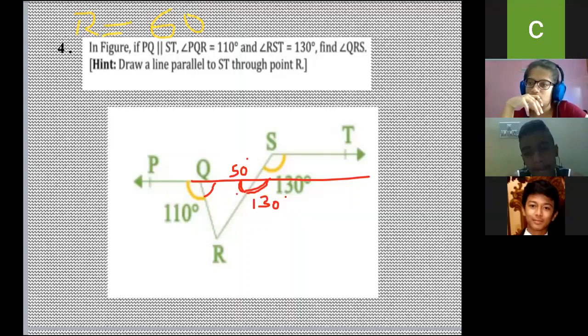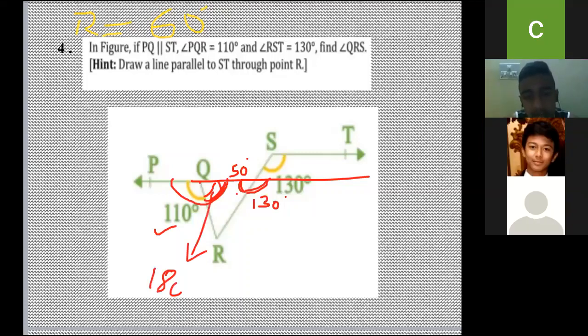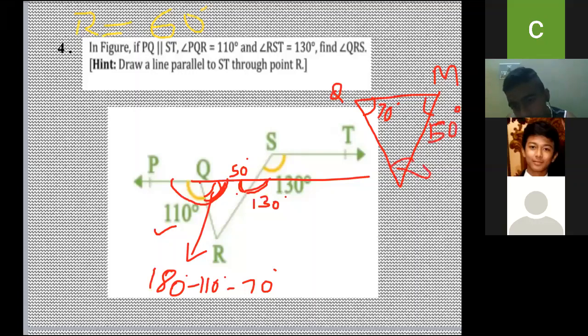Now you answer for this. At point Q, what is this angle? It is once again a straight angle, 180 degrees. Out of that 180 degrees, one part is 110. So what will be this angle? 180 minus 110 is equal to 70 degrees. Now, just observe this triangle. One angle at Q is 70 degrees, and this angle, let me name it as M, is 50 degrees. So how to find this unknown angle?